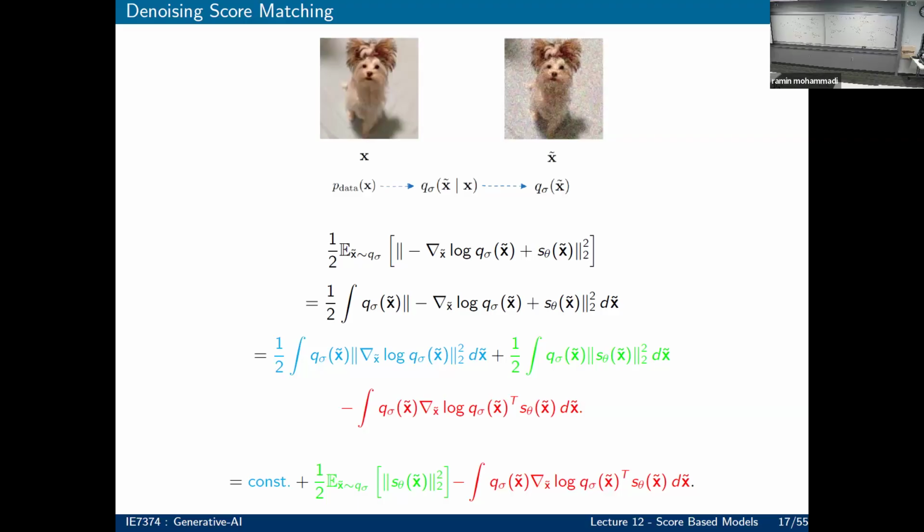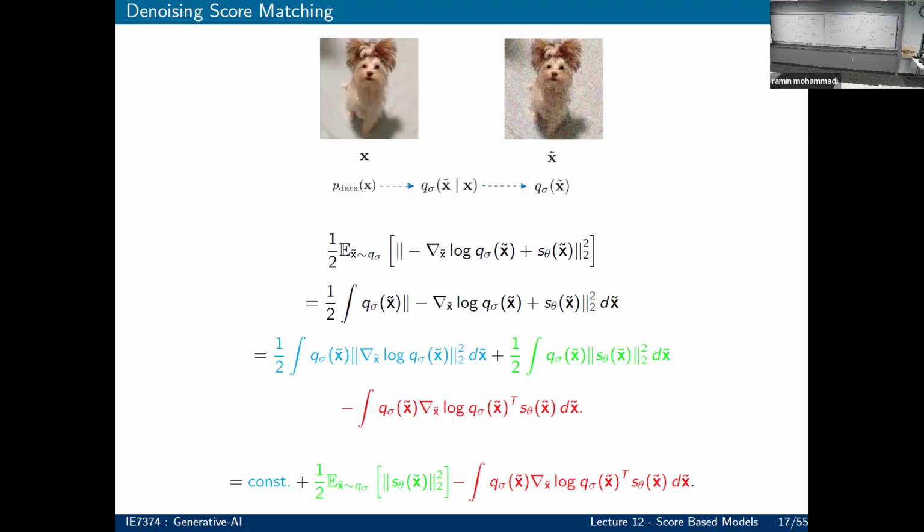This is an expected value, so just write the integration with respect to Q. Then do the same thing that we did previously. Take this term to the power of 2, so it produces 3 terms. I color them for simplicity. If you look at the first term here, this is Q. There is no theta here, so this is constant with respect to theta, similar to what we saw in the previous part of the class. So the first part, the blue, is constant with respect to theta.